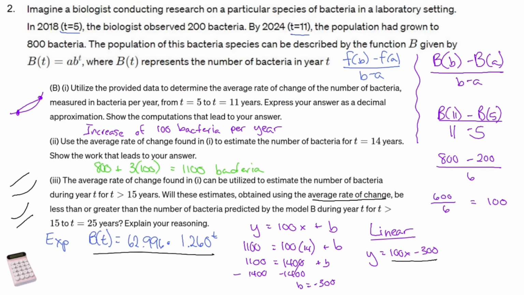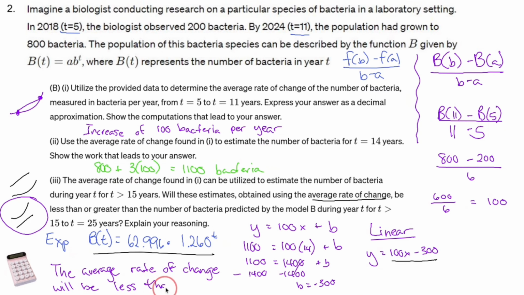All right, so after all of that, if you gave up on the video, I don't blame you. But what we saw is this: the linear graph is below the exponential graph. So the average rate of change is less. The average rate of change, that's two ofs. The average rate of change will be less than.